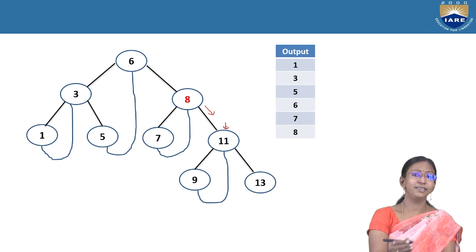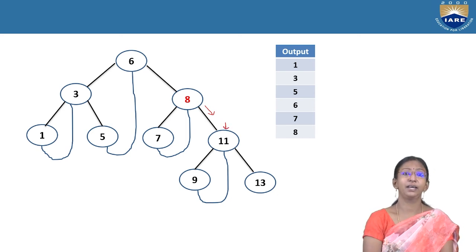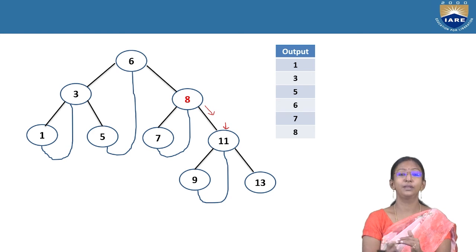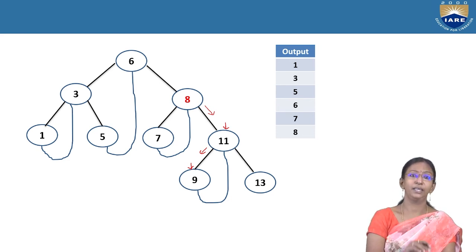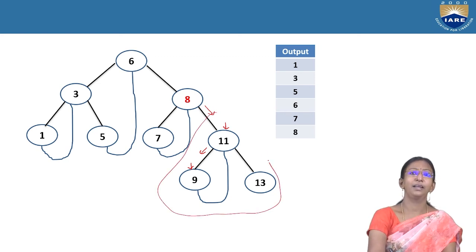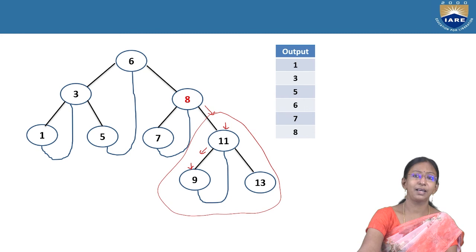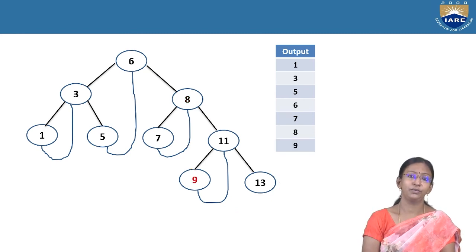So the right subtree of 8 is headed by 11. Is it having any left child? As I said repeatedly, you need to go with the leftmost child. So yes, 11 has a left child, which is 9. Does 9 have any left child? No. So 9 is the leftmost child of the right subtree of 8. What is the right subtree of 8? This one. And the leftmost element of this right subtree is 9. So mark this as the next entry in your in order traversal.